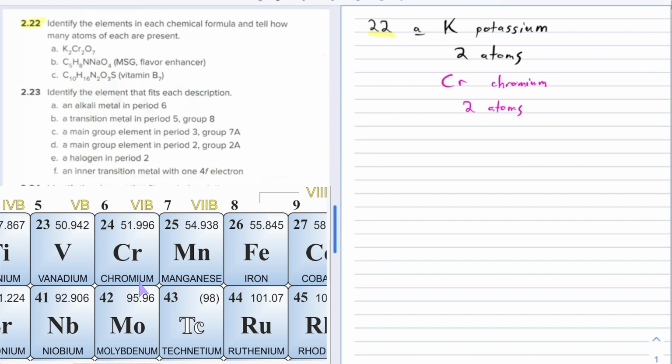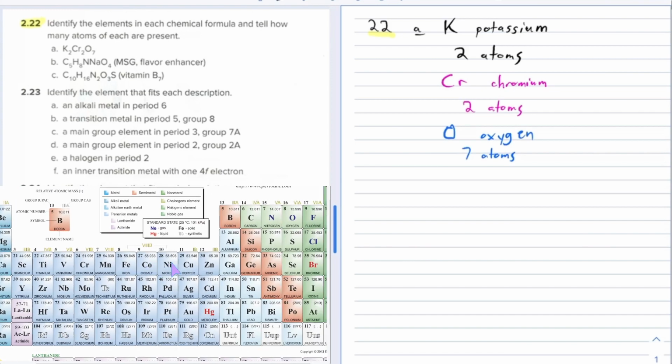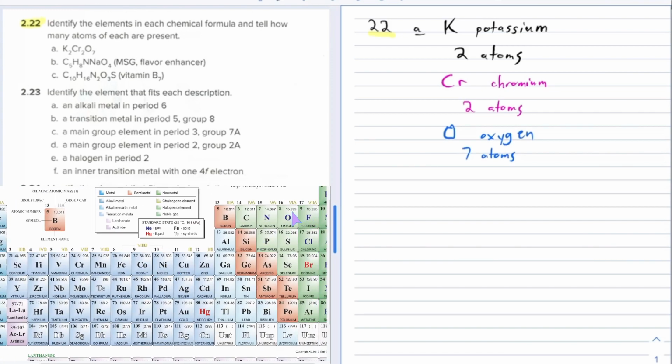And then finally, O, you probably know is oxygen. And you got 7 atoms of oxygen in the formula. And oxygen is over here, right there. Of course, you should always know the big 4: H, C, O, and N. But learn several of the other elements. It would help you out, just make things a little more quick.